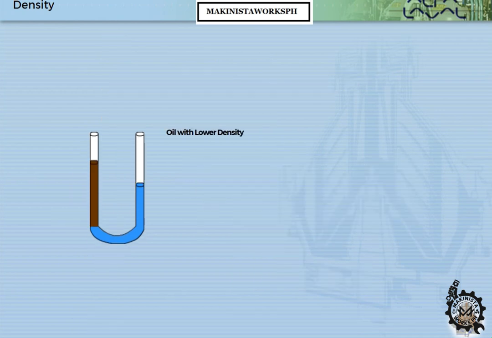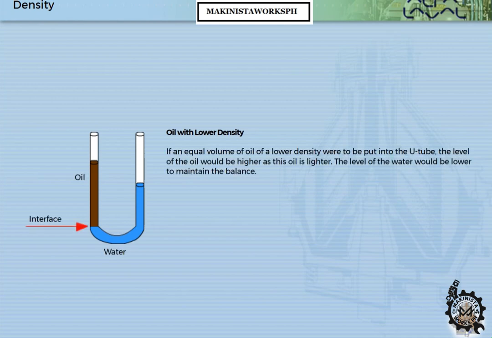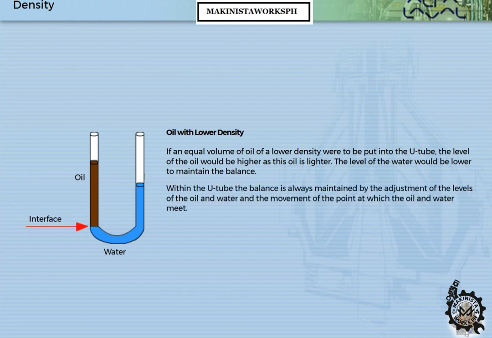Oil with lower density. If an equal volume of oil of a lower density were to be put into the U-tube, the level of the oil would be higher, as this oil is lighter. The level of the water would be lower to maintain the balance. Within the U-tube, the balance is always maintained by the adjustment of the levels of the oil and water and the movement of the point at which the oil and water meet. The point at which the oil and water meet is called the interface.